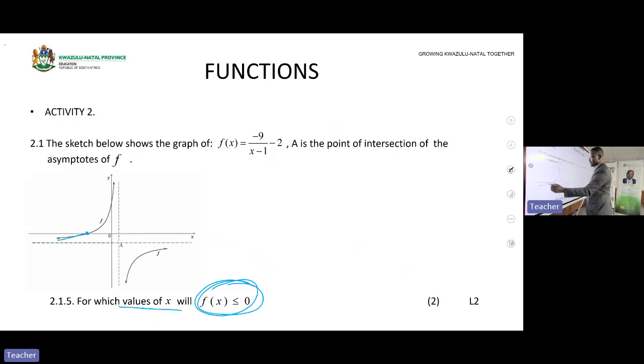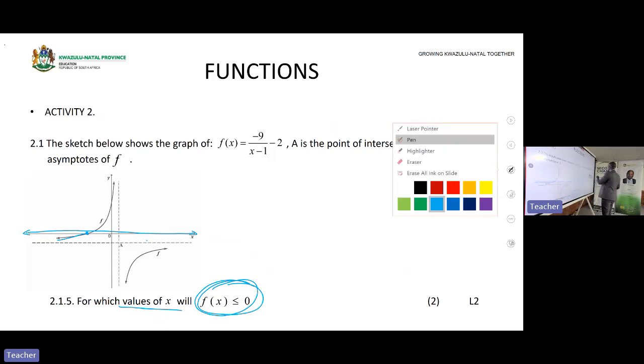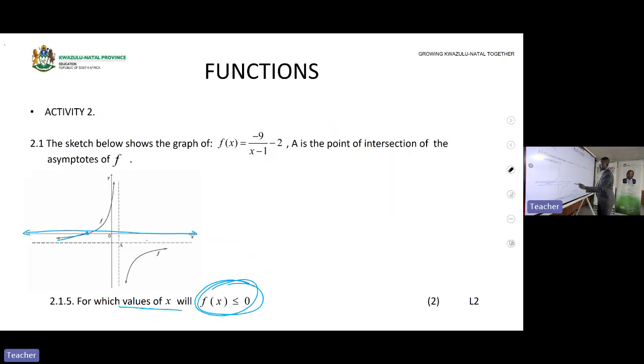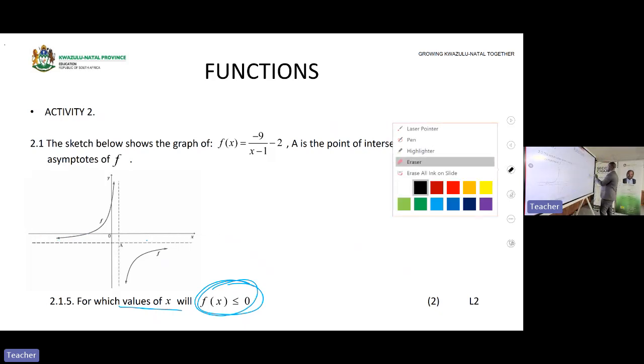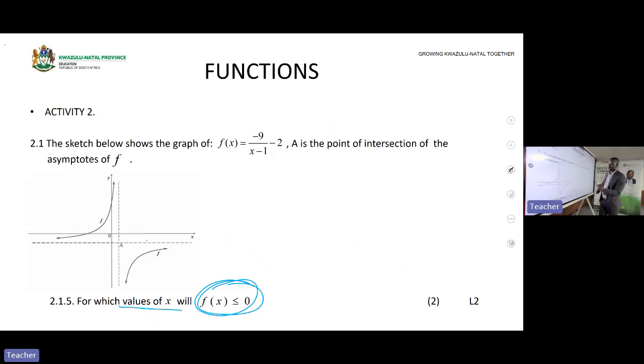If you read your graph from left to right, your graph will be less than 0 below the x-axis. So our graph is less than 0 below the x-axis, and it is greater than 0, positive, above it. When you say it's less than 0, it's negative. Then when you say it's greater than 0, it's positive. So we are going to look at the point where our graph is below the x-axis.